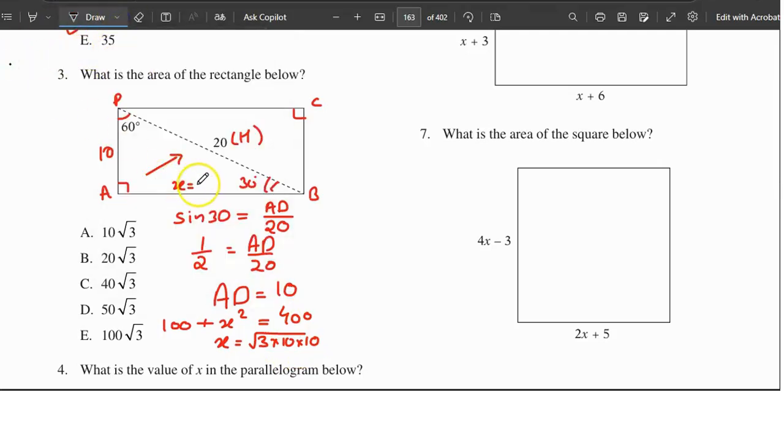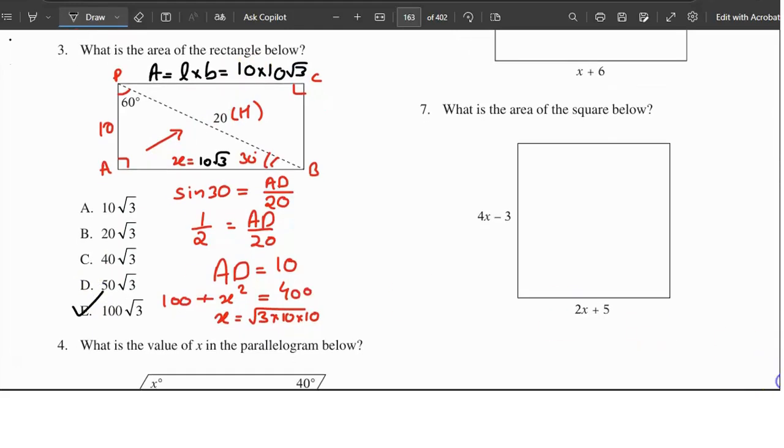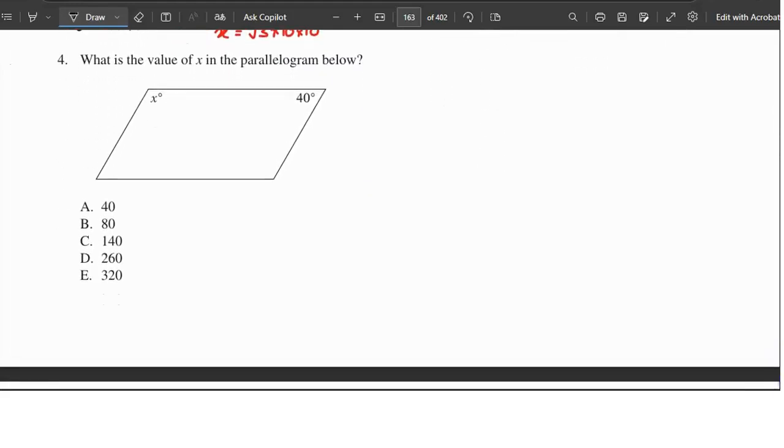Now we can find the area. Area is equal to length into breadth. Length is 10 and breadth is 10 root 3. So area is coming as 100 root 3. Option E is correct. Next question.